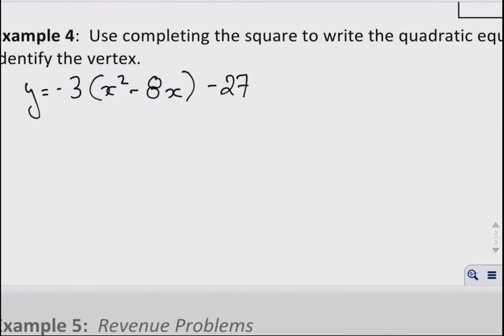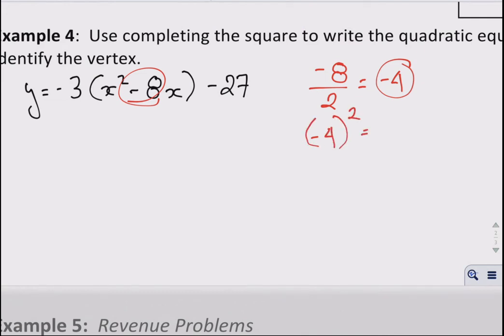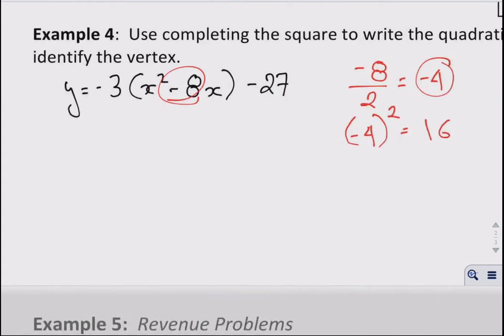Step number 2, off to the side, and I'll do that in red. I take the coefficient of the x term, divide it by 2 to give me negative 4. I take that negative 4 and I square it to give me 16. And what next? That's 16. Yes, I bring it back into the equation.